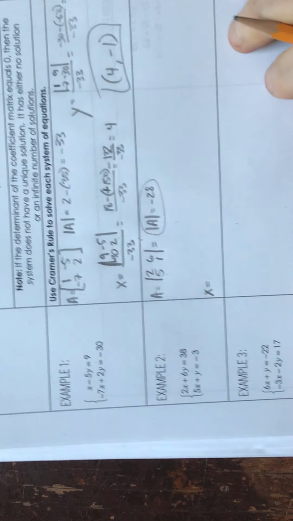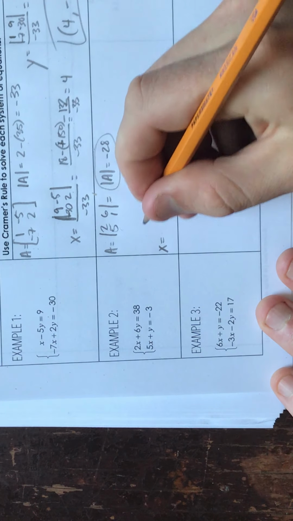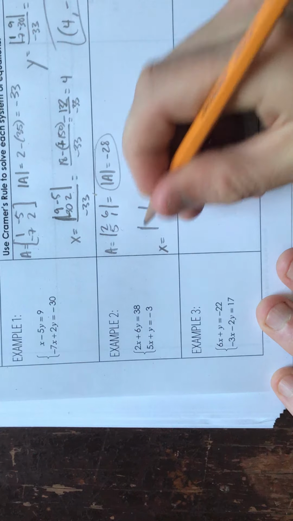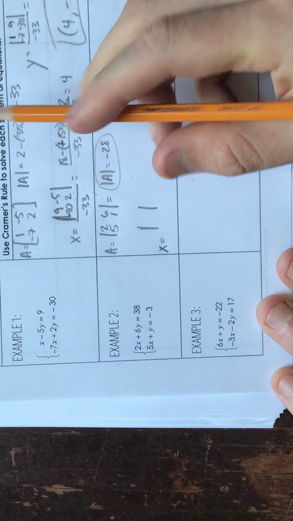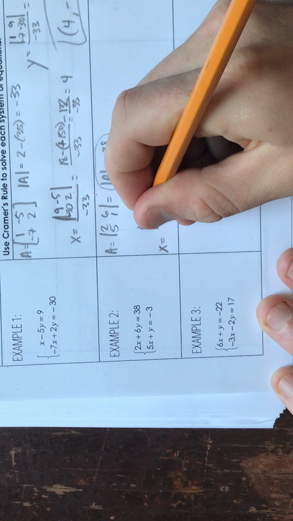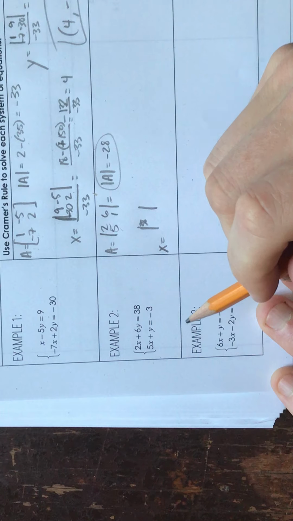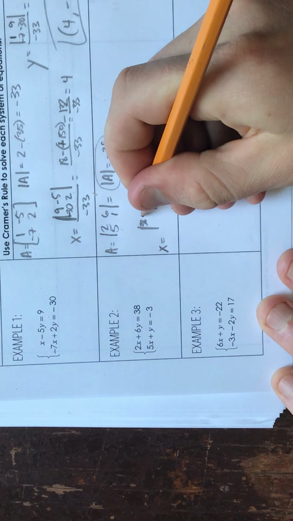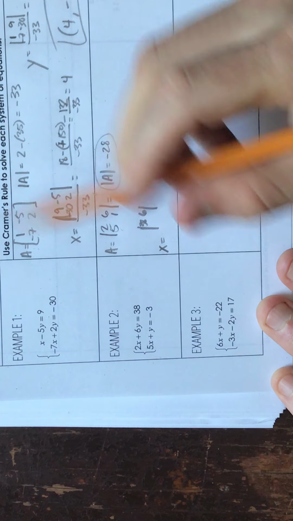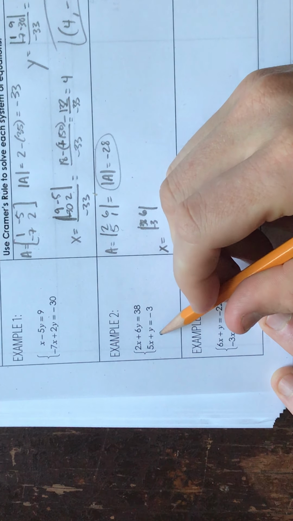And then for x, remember, look back up at your formula. The matrix we're going to be dealing with here is EBFD. So E is 38, and then B is going to be 6. We have F is negative 3, and D is 1.